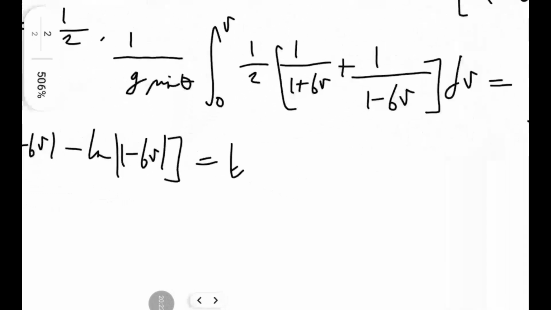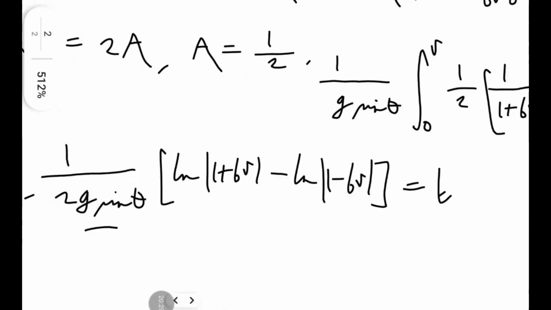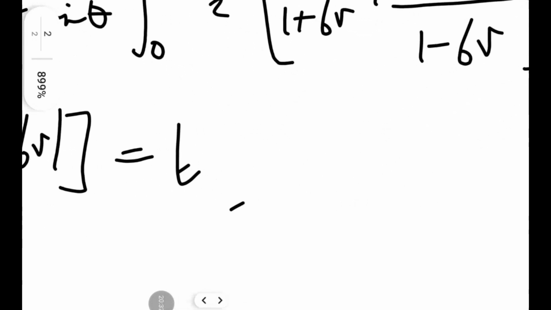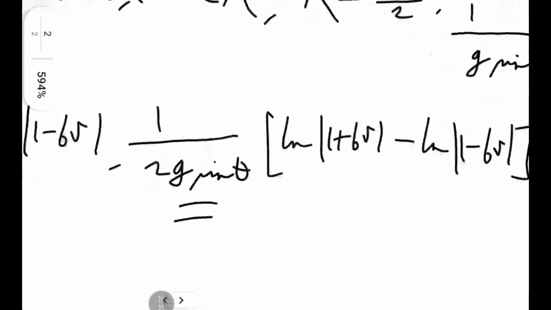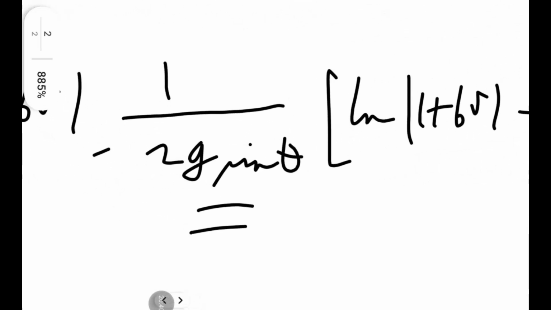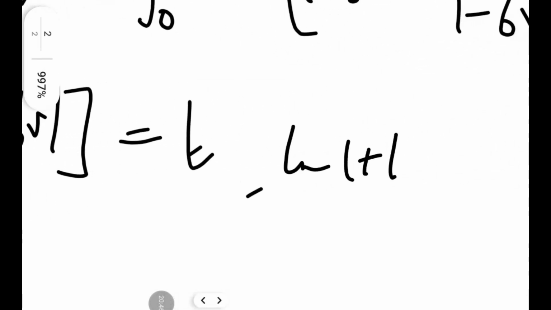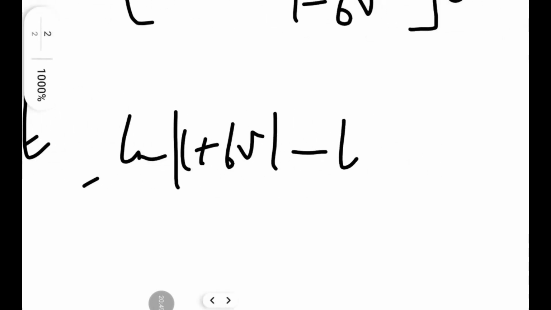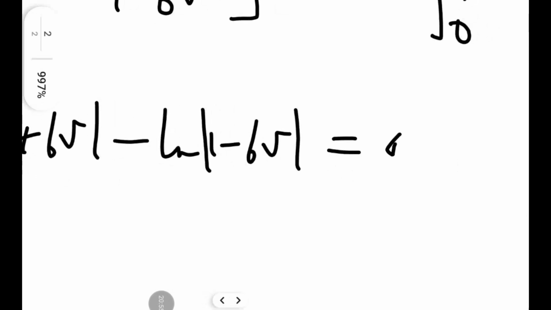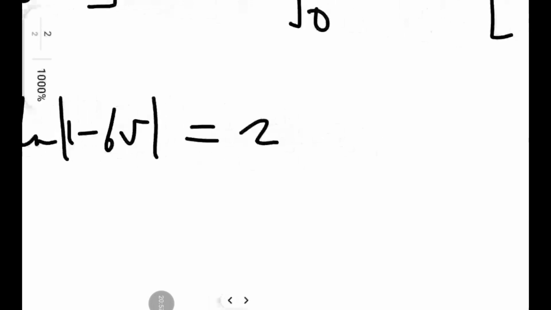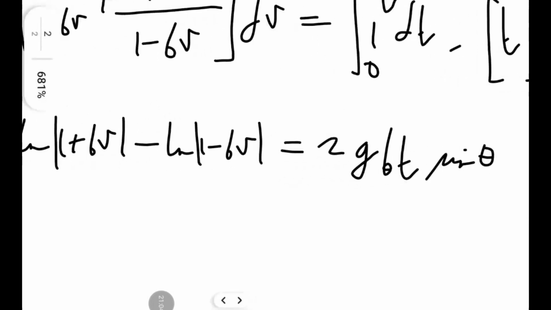And with that, we can times everything by 2g sine theta. And you can times by the b as well. So there should be a b on the outside as well, sorry, like that. Times everything by that, and you're going to end up with ln of 1 plus bv minus ln of 1 minus bv, like that, is equal to 2g bt sine of theta. Okay?